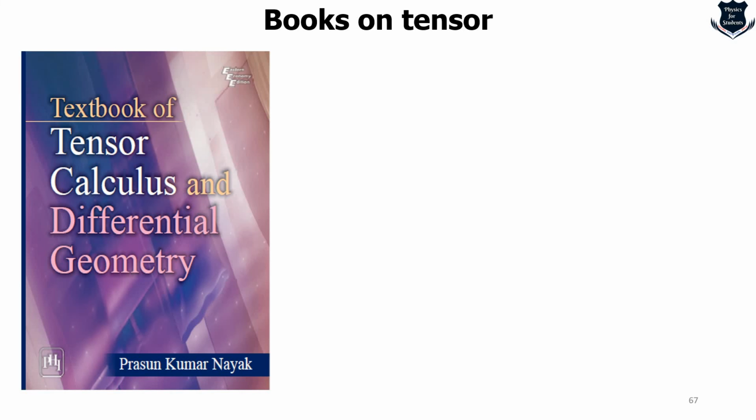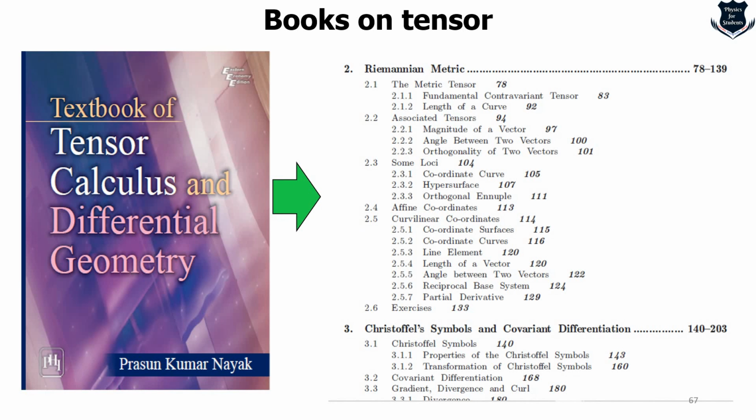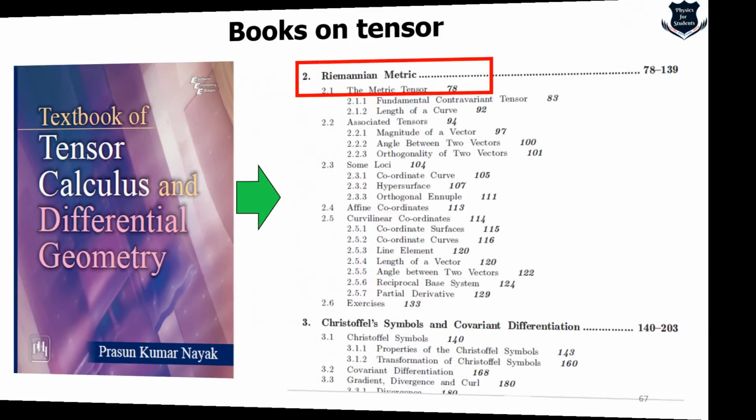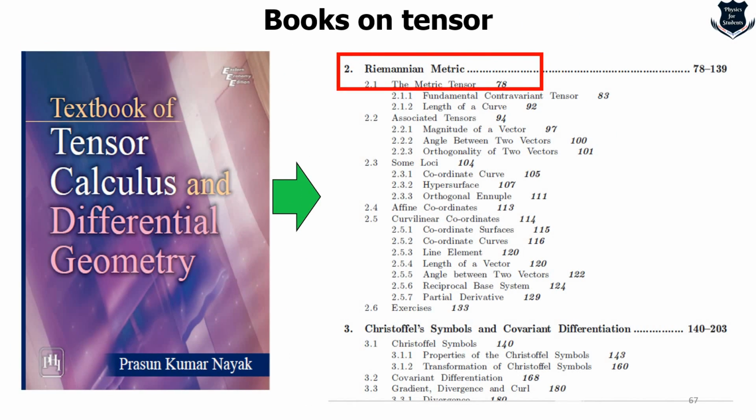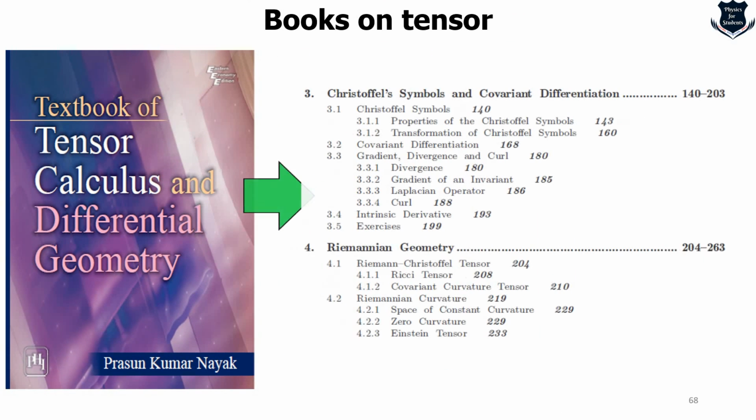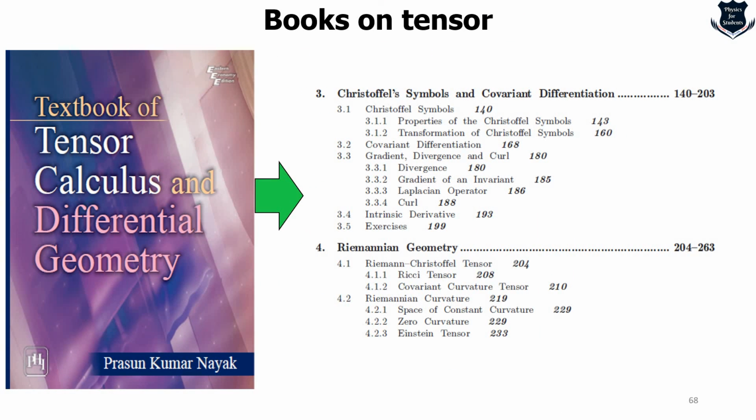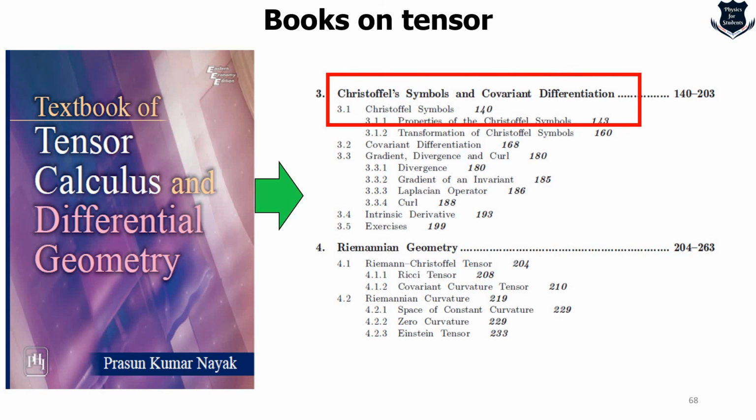At the end of this book, you will also learn a lot of differential geometry. So here you can see it starts with the Riemannian metric, and almost everything related to the mathematics of general relativity is already covered. So this part will cover the Riemannian metric. As you can see, Christoffel symbols already start from page number 140. And then you see here the Christoffel symbols and covariant differentiation. And this is what I was talking about, how important it is. So the Riemannian geometry is also being covered. The space of constant curvature, zero curvature and the Einstein tensor.